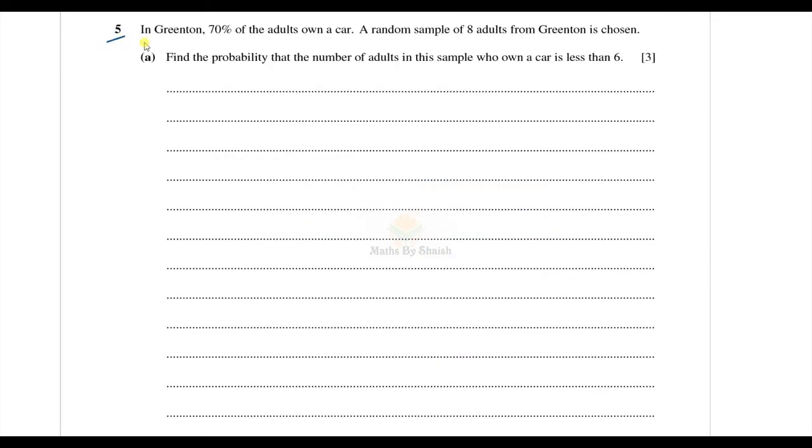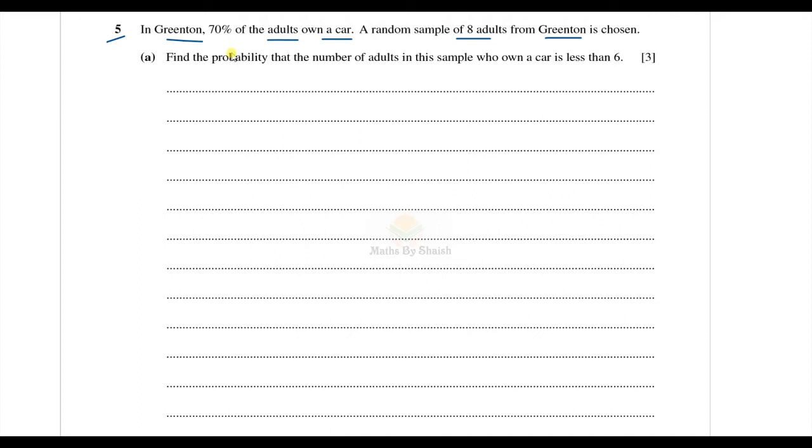Here is question number 5. In Greenton, 70% of the adults own a car. A random sample of 8 adults from Greenton is chosen. Find the probability that the number of adults in this sample who own a car is less than 6. So we can see there are only two possibilities.